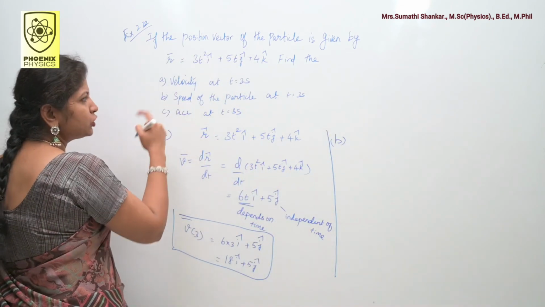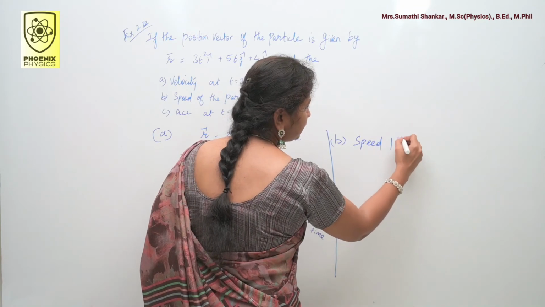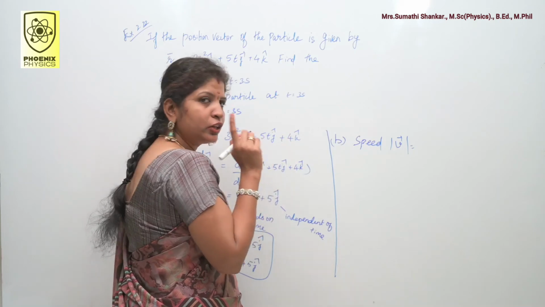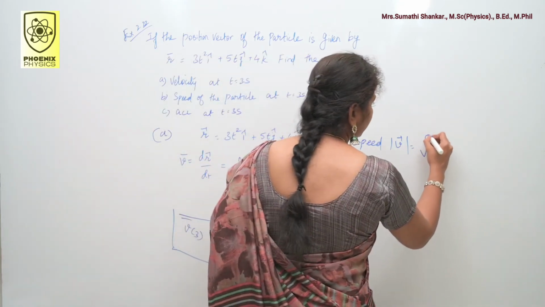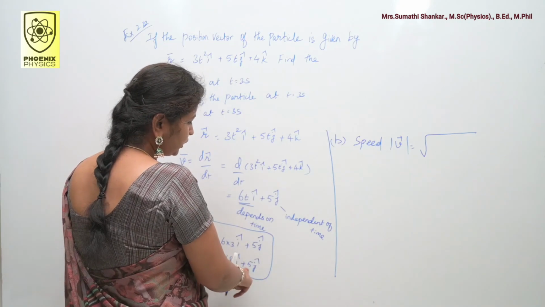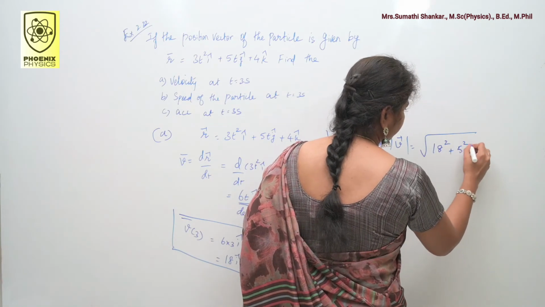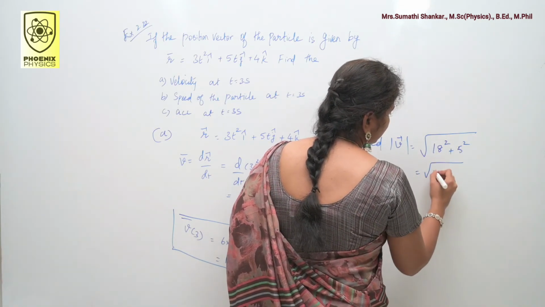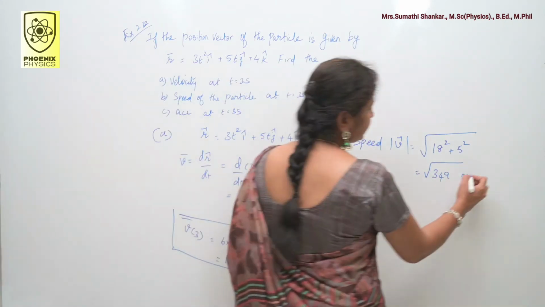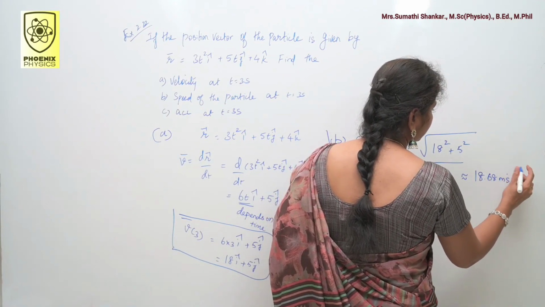Second part B, we have to calculate the speed of the particle. Speed means nothing but magnitude. Okay, so it is a scalar quantity, so it has only magnitude. So how do you find the magnitude? That is 18 i vector plus 5j vector means square root of 18 square plus 5 square. So your answer is root 349. It is approximately equal to 18.68 meters second minus 1.